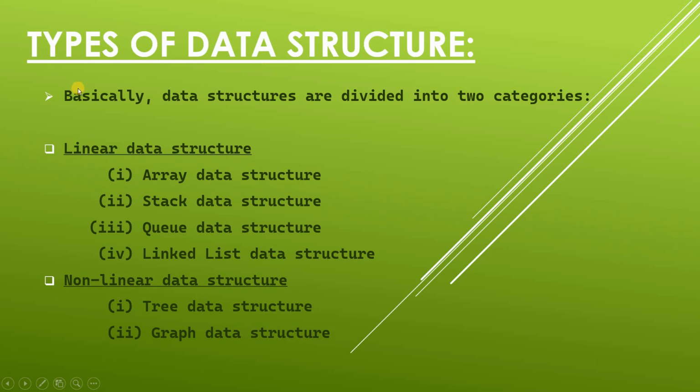Now, types of data structure. Basically, data structures are divided into two categories. First is linear data structures, which includes array data structure, stack data structure, queue data structure, and linked list data structure. And the second one is non-linear data structure. It includes tree and graph data structure.